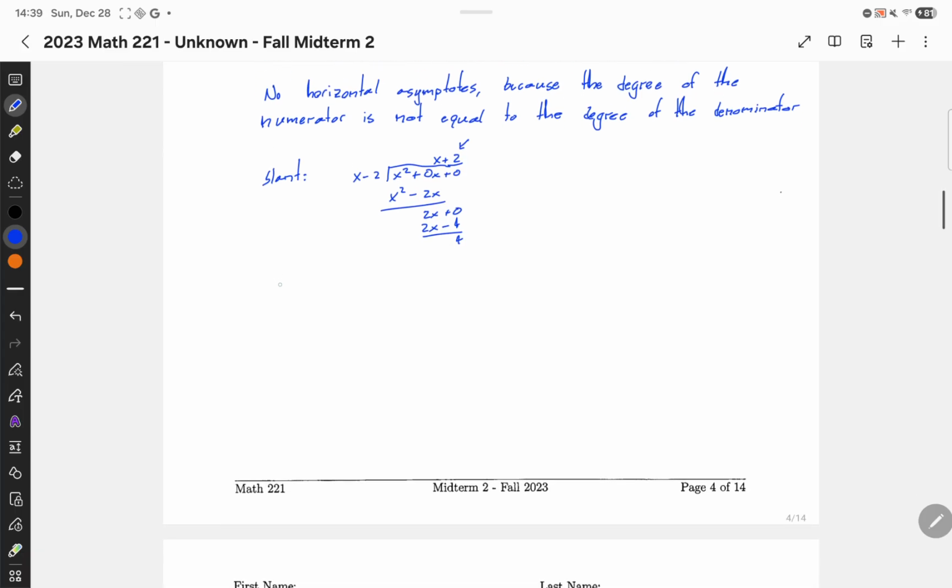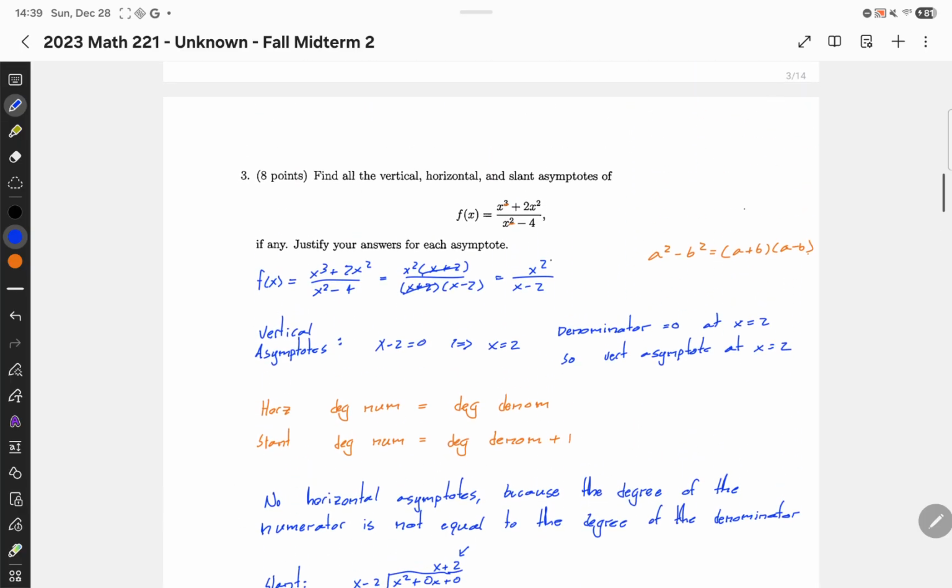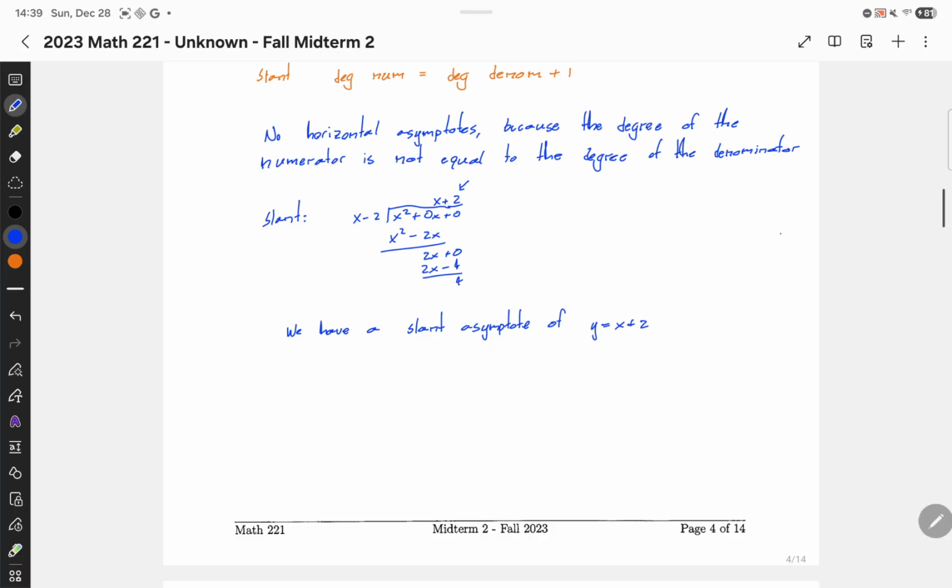So this tells us, whoa, that's a really bad W. We have a slant asymptote of y equals x plus 2. And that's going to be about all we need for question 3. I suppose we could write by polynomial division.